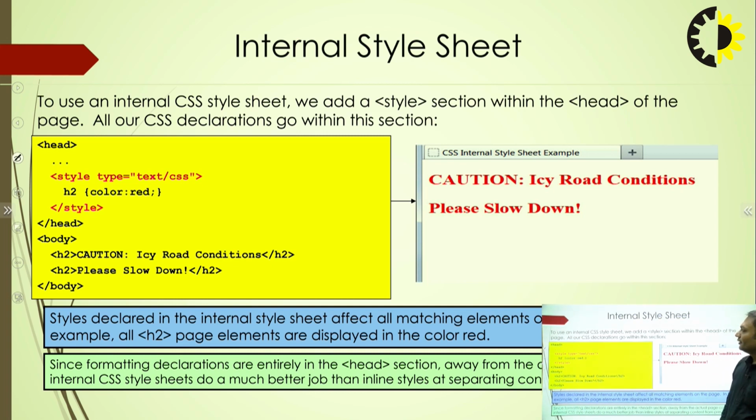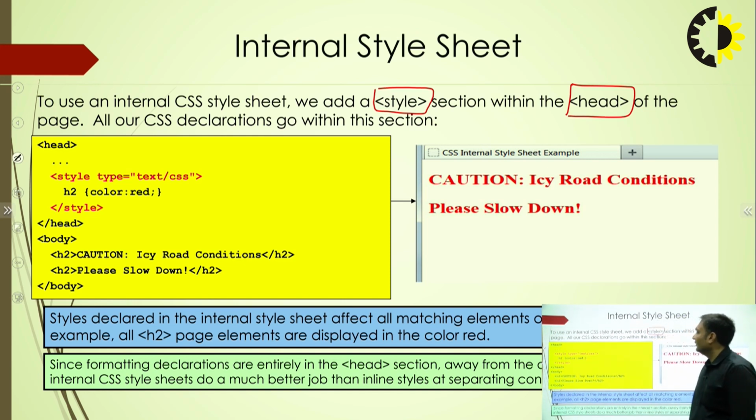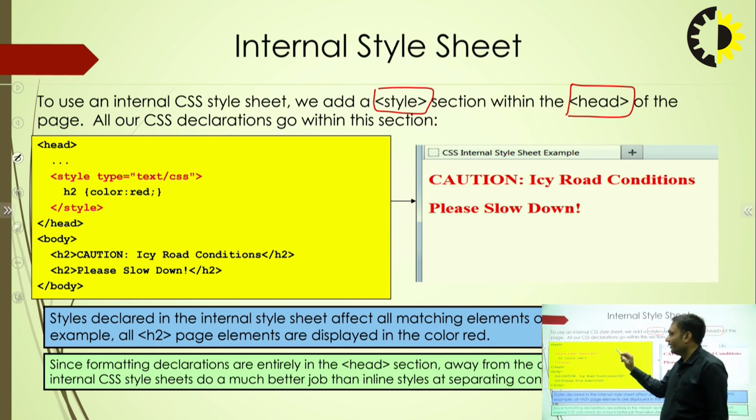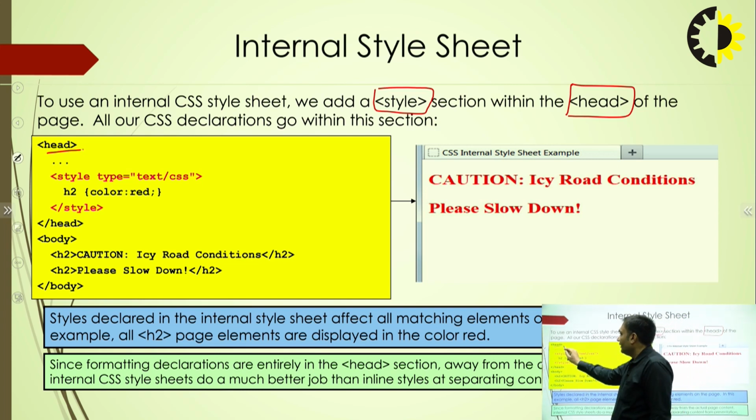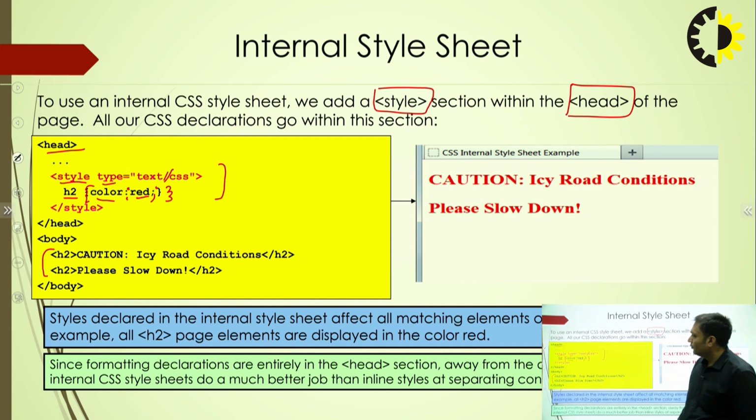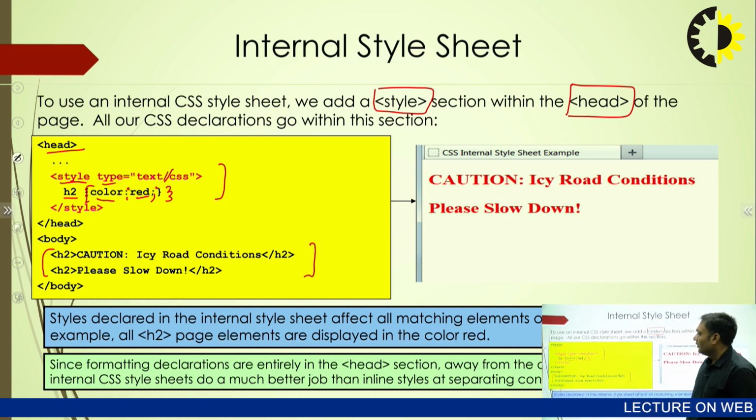Now let's see what internal CSS is. To use an internal CSS style, we need to add a style section inside the head tag of the HTML document. All our CSS declarations will go within this section. For example, this is the head tag and I'm writing internal CSS, so I will use the style element with type equals text/css, and I want to change both the headings' color to red, so I will write the selector h2, curly braces open, color, colon, the value is red, then a semicolon and the curly braces close. So both the headings will change to the color red.